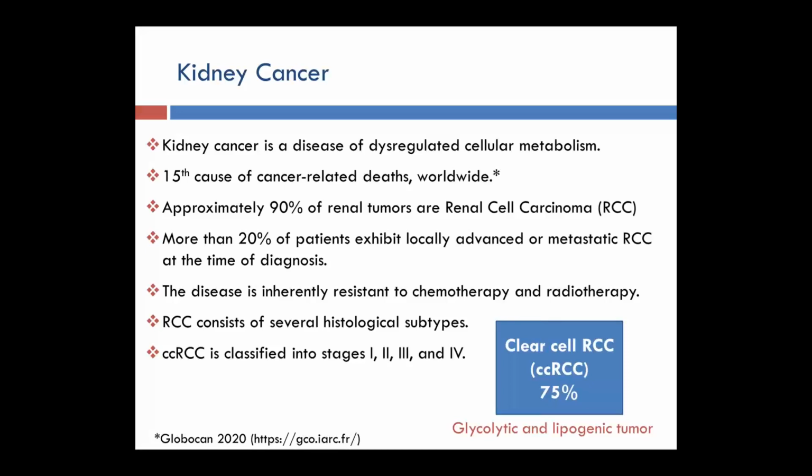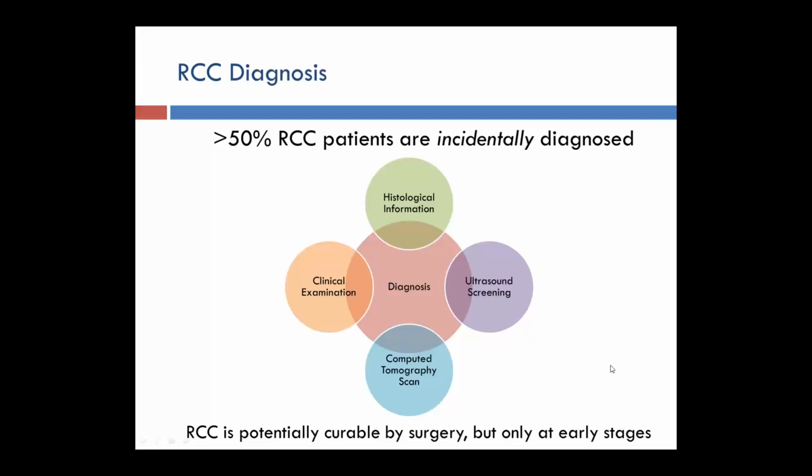It's inherently resistant to chemotherapy and radiotherapy, and it consists of several histological subtypes, among them being clear cell renal cell carcinoma, the most prevalent, which is also considered to be a glycolytic and lipogenic tumor. And it's classified into stages 1, 2, 3, and 4. Unfortunately, more than 50% of renal cell carcinoma patients are incidentally diagnosed at the clinical setting. The diagnosis is currently based on clinical examination, ultrasound screening, CT scans, and histological information. It's a disease that is potentially curable by surgery, but only at early stages.